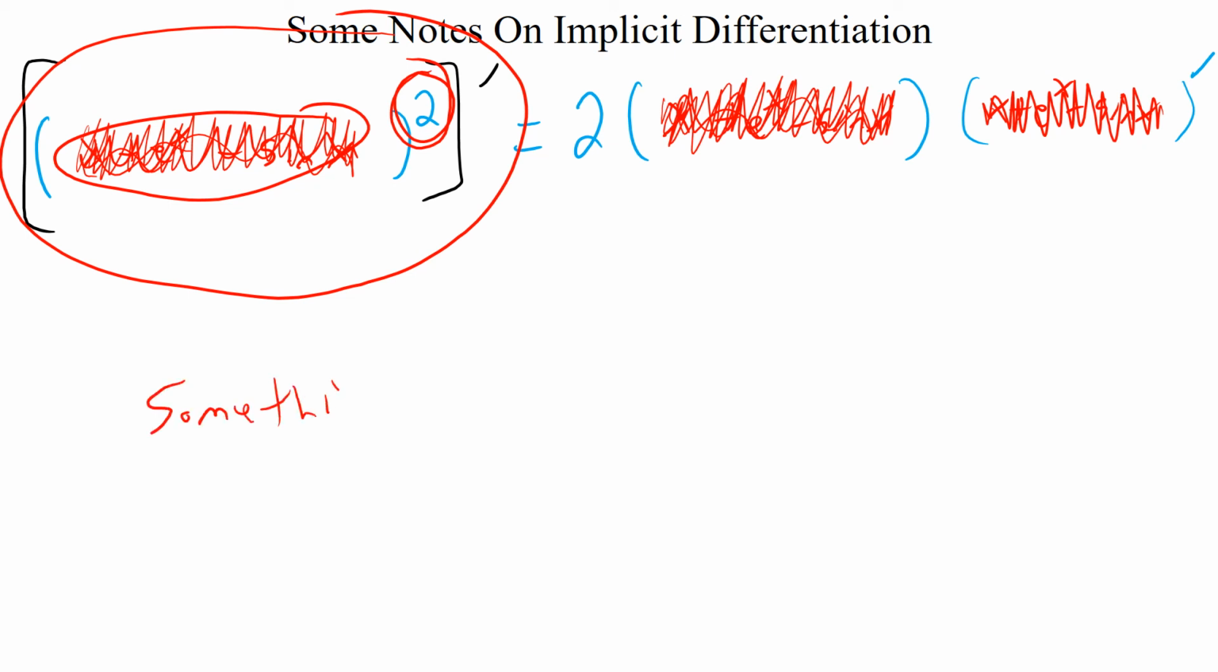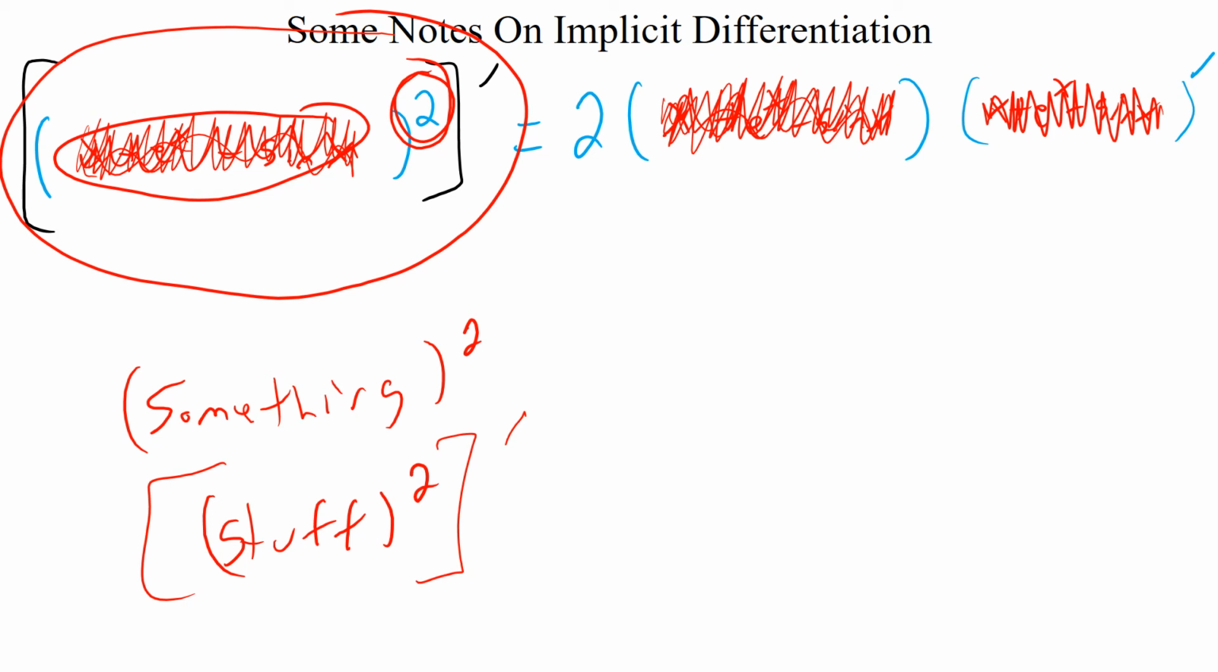Or I could write stuff squared and say find the derivative of this. You're going to say, wait a minute, I don't know what the stuff is, or I don't know what the something is. But you can still say something about the derivative. You can say that, for example, the derivative of stuff squared, you can still say it's 2 times the stuff, even though I don't know what the stuff is, times the derivative of the stuff.